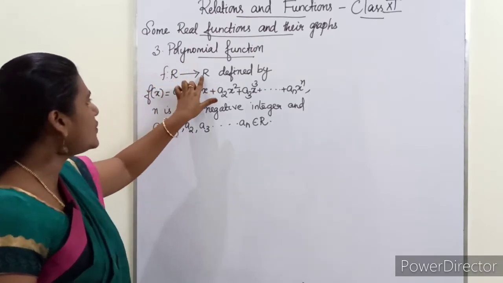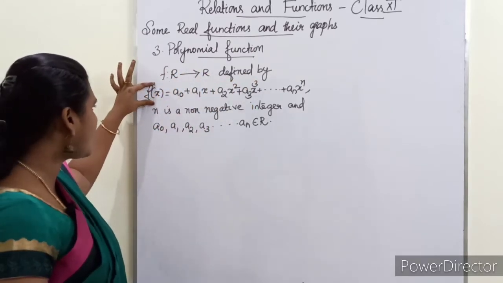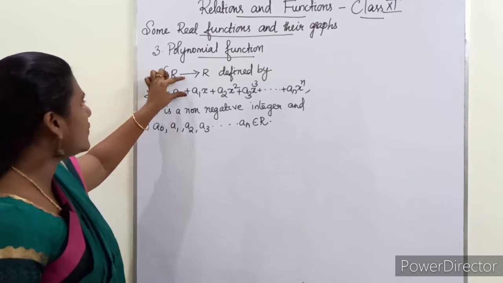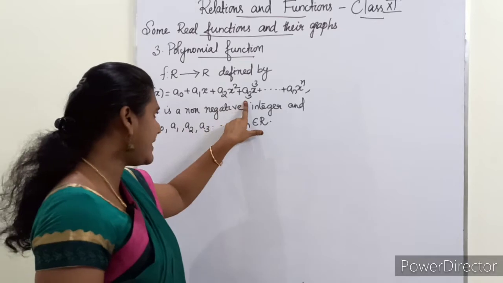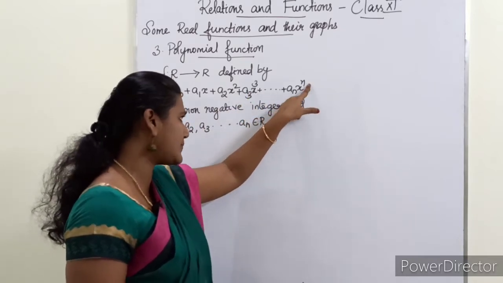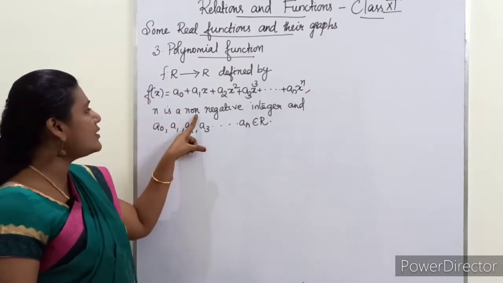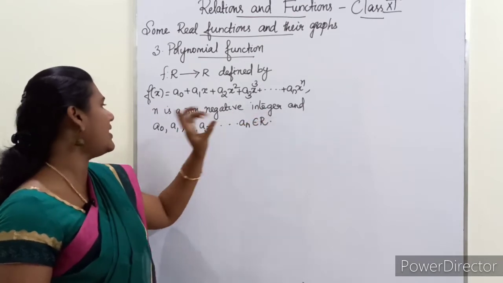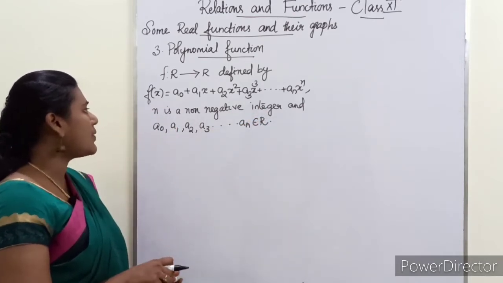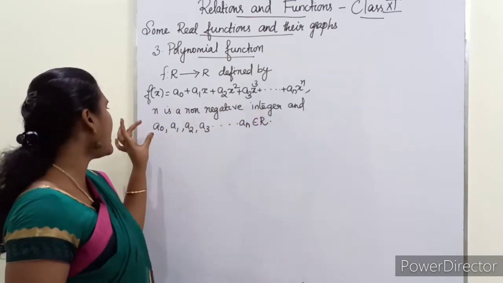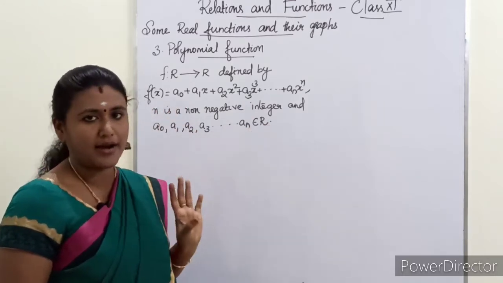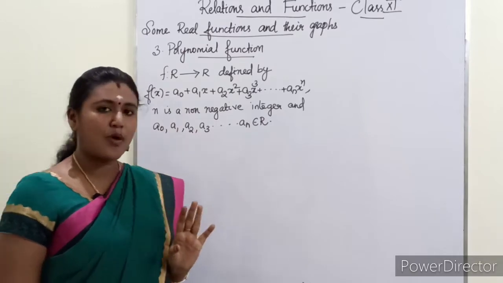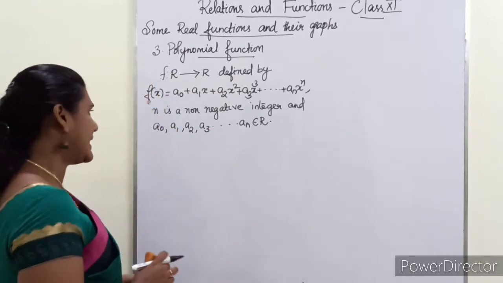F from R to R defined by f of x is equal to a0 plus a1x plus a2x square plus a3x cube plus etc. up to an x power n, where n is a non-negative integer, and a0, a1, a2, a3 etc. an belong to R. So such a function is called a polynomial function. We will see a few examples.